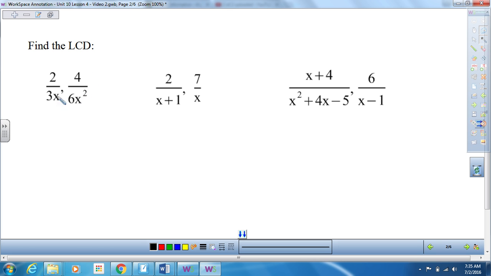Okay, so between 3x and 6x squared, I need what's common. So I need the bigger one because I have to make sure that each part is covered. So the LCD would be, between 3 and 6, 6, because 3 can go into 6 and 6 can go into 6. And between x and x squared, it would be x squared because that covers both the x and the x squared.